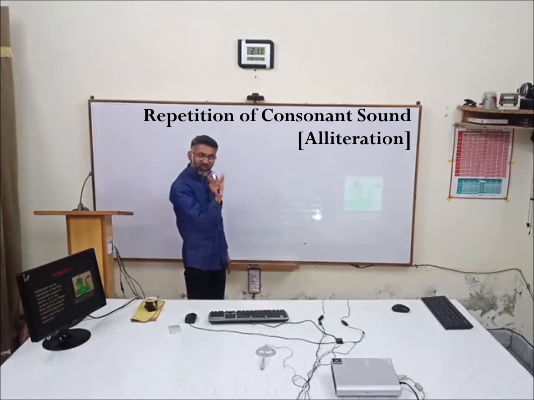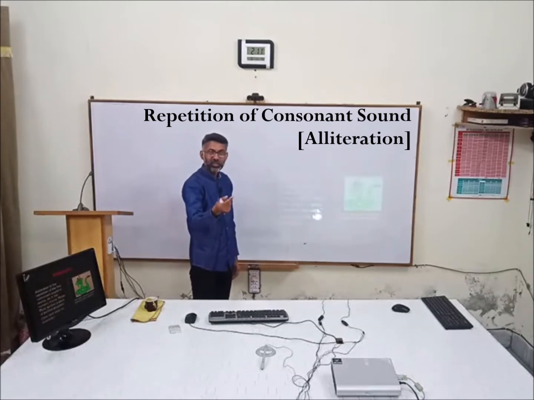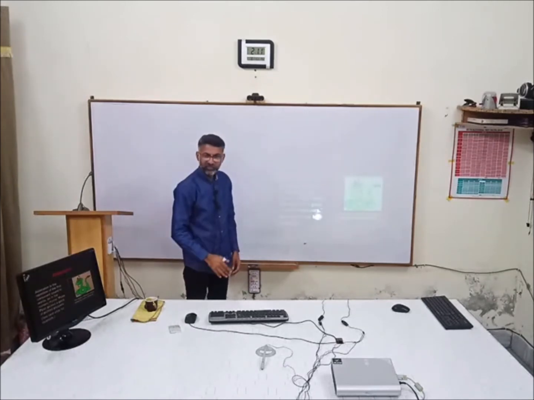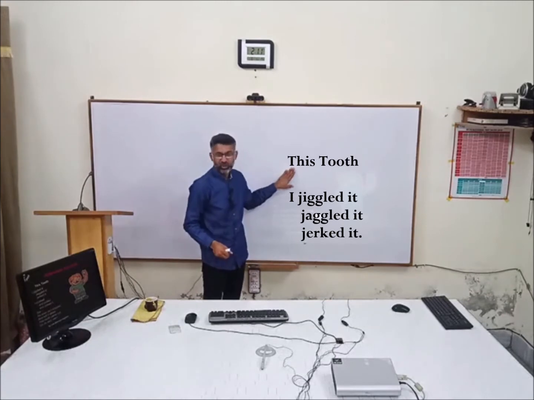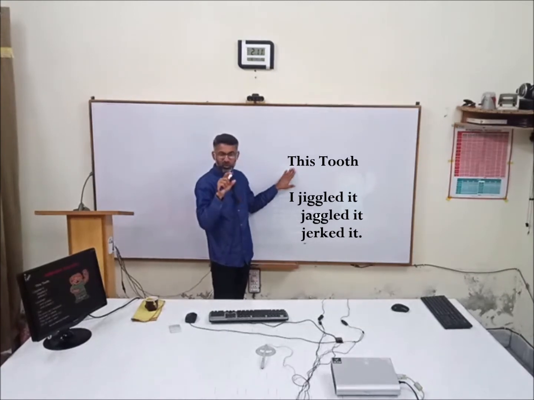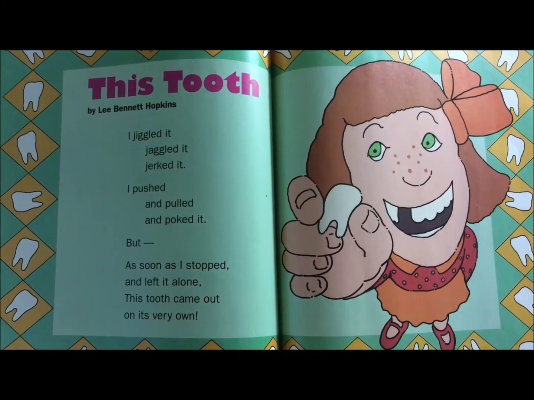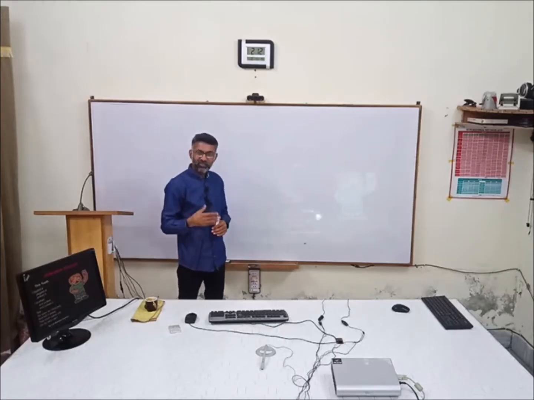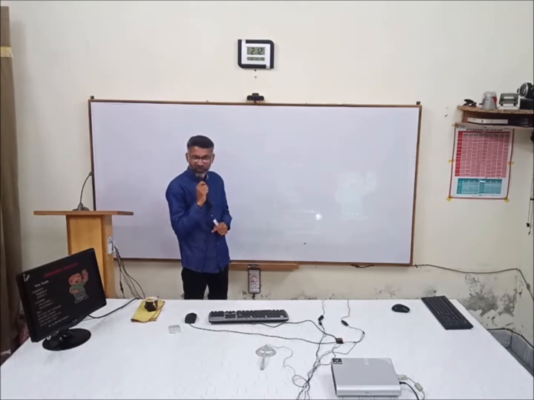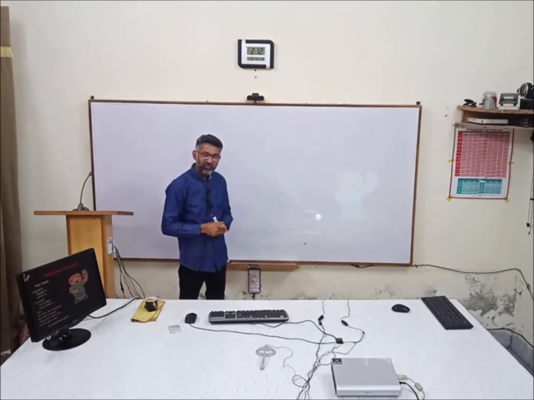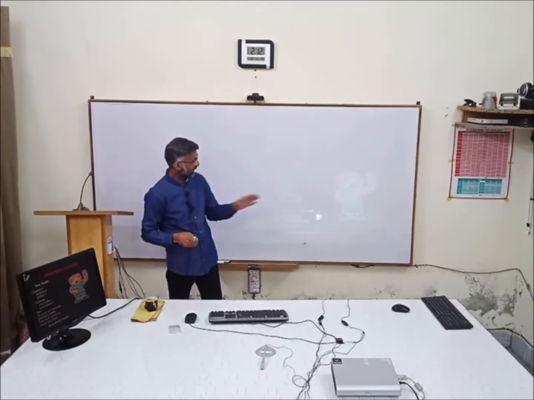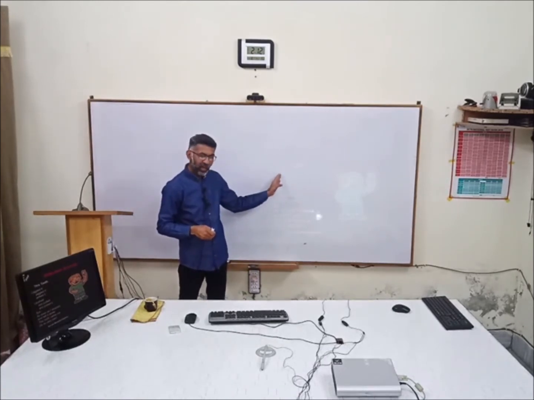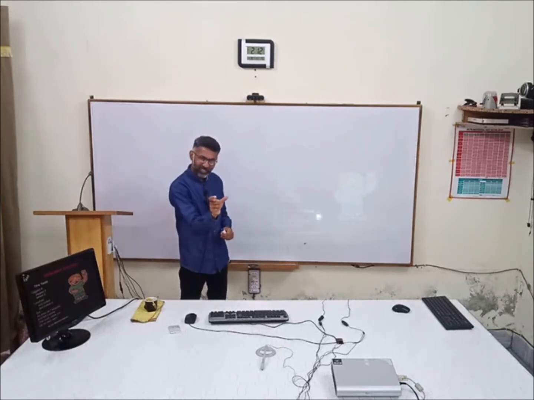Which part of the word? First part of the word. This word begins with a consonant sound and that sound is repeated. Tooth and teeth. Toothbrush. Toothpaste. I jiggled it, jaggled it, jerked it. Which sound is being repeated? The j sound. Is it vowel or consonant? Consonant. Is it in the beginning, in the middle or at the end? At the start of the words.